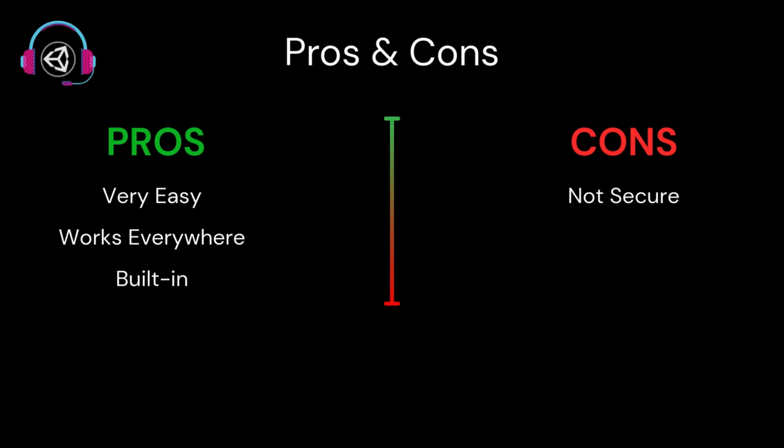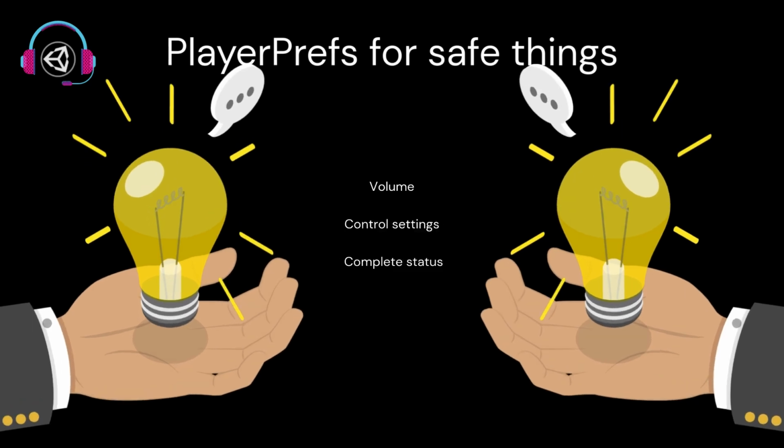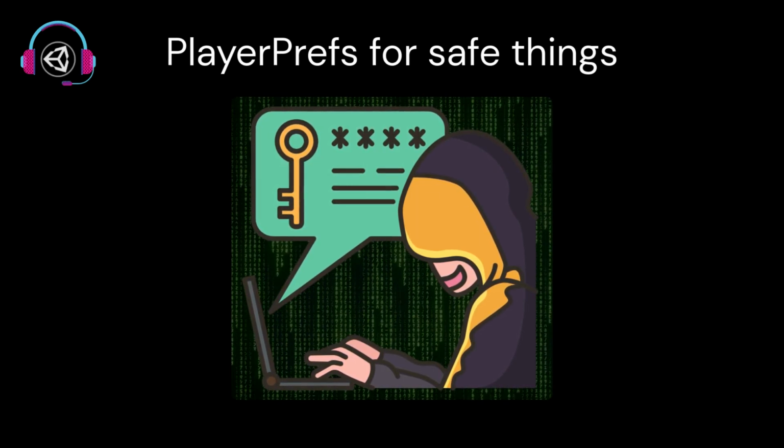It's not secure. This is the main problem. The data is saved without any protection. Players can easily open the file and change their score. You only get numbers, decimals, and text. Not for saving big game worlds or lots of items. My advice, use PlayerPrefs for safe things like volume, control settings, maybe a simple level 1 complete status. Never use it for things you don't want a player to cheat on, like how much money they have.